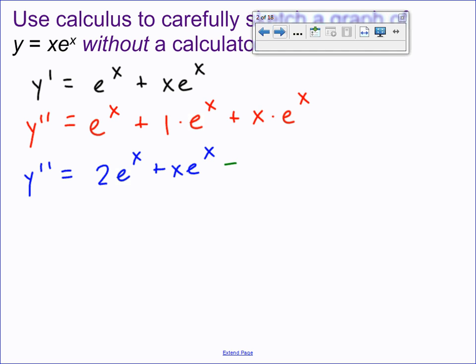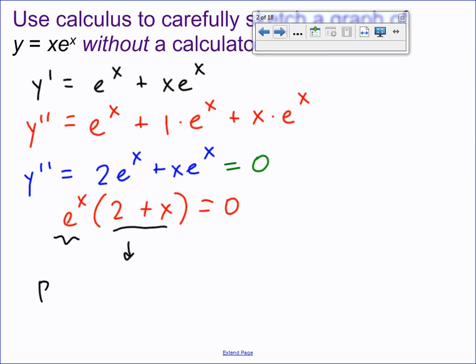Are there any values of x for which y double prime equals 0? Let's see. We'll set it equal to 0 and solve. Again, stop, think, GCF, greatest common factor. I can pull an e to the x out, which will leave me with 2 plus x. I know that this first factor, e to the x, is always positive, so that'll never equal 0. That one will not contribute any possible point of inflection x coordinates. The second binomial, however, 2 plus x, that could certainly equal 0.